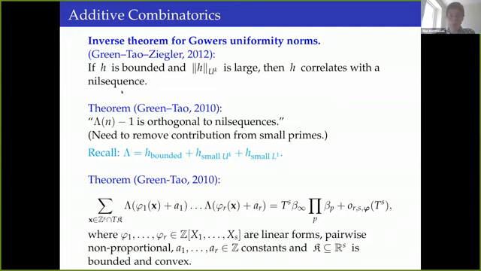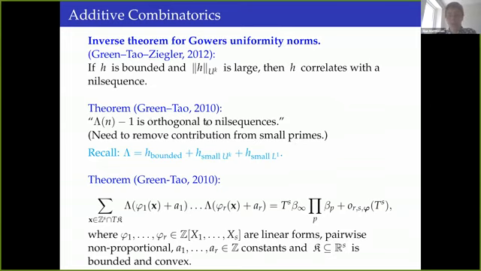Why is this result interesting? It is interesting because it gives us an alternative description of functions with large Uk norm. And you can use this description in order to prove that a specific function you are looking at has a small Uk norm. Here's an example of how this can be done. Green and Tao showed that if you take the von Mangoldt function and subtract off its mean value, then you obtain a function that is orthogonal to nilsequences, at least if you remove the contribution from small primes.